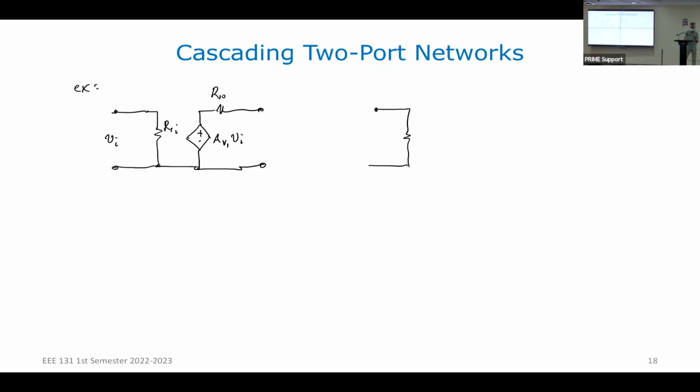So this is now R2I. This is AV2. Let's call this V of 2, where this is V of 2. This is R2O. And finally, this is V of O. So what will happen if I connect these two?